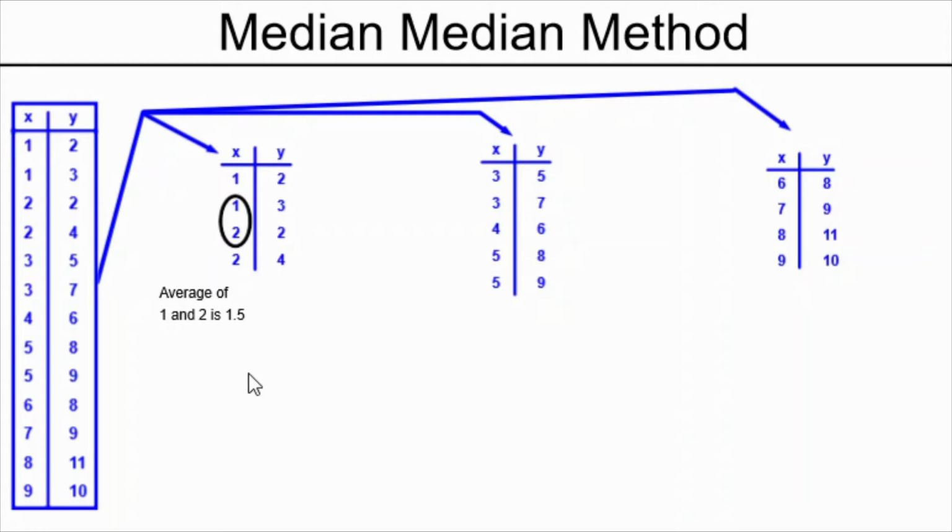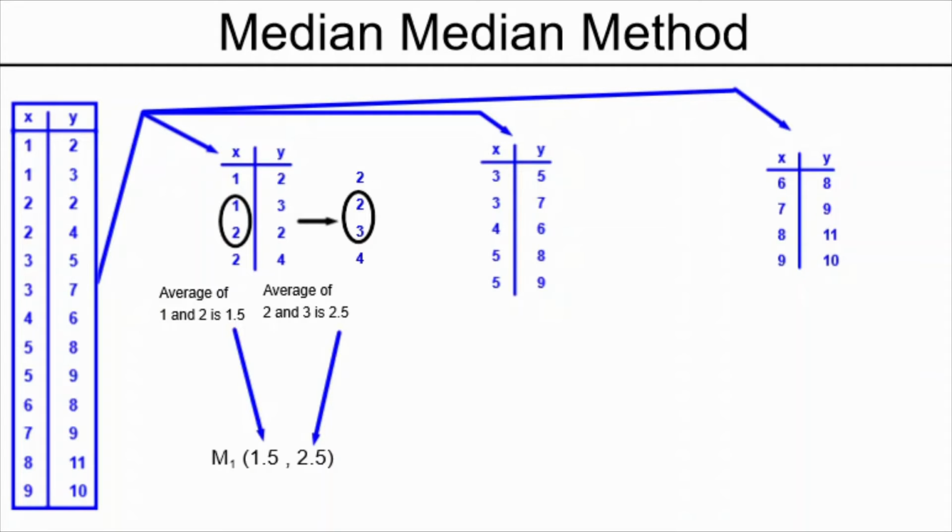With the y's, we want to find the average of the two middle y values. But these y values are not in increasing order. We have to reorder them. So we arrange them like this. And then we find the average of the two middle y values, which is the average of 2 and 3. That's 2.5. We take these two averages, these two medians, and we arrange them into a point that we call M1. The median of the x's is 1.5, and that is our x-coordinate for M1. The median of the y's is 2.5, and that's going to be our y-coordinate.